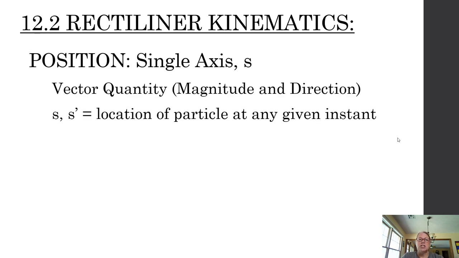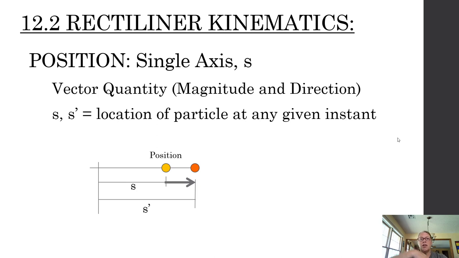So the very first definition we have is position, and we are going to call position s. It's defined as s in the textbook, and we're going to go with s. So when we're looking at position, we're going to have an initial position, which is s, and another position, maybe a final position, s prime. And so we can then determine what's going on between point A and point B. Okay, so it's a vector quantity. It has both magnitude and direction.